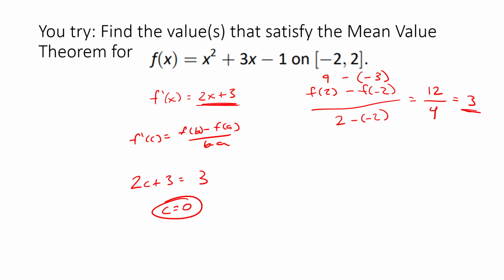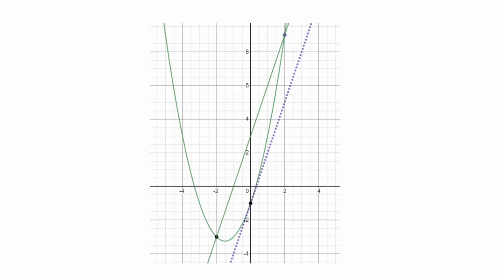Okay, and just to show you what the picture would look like, this is the original function, the quadratic. Here's the tangent line. We found c right here at 0. And then here's the average rate of change connecting the two endpoints from 2 to negative 2. Okay, and we can see they're parallel.